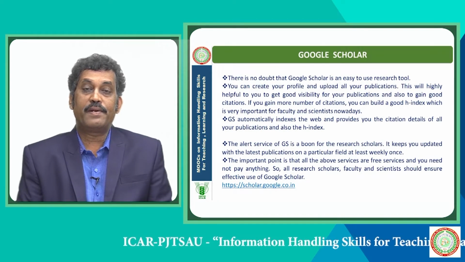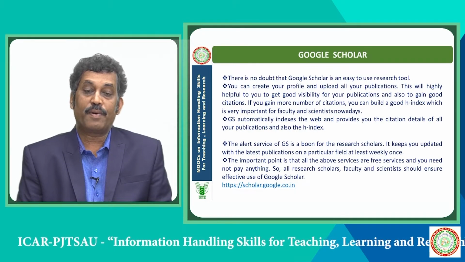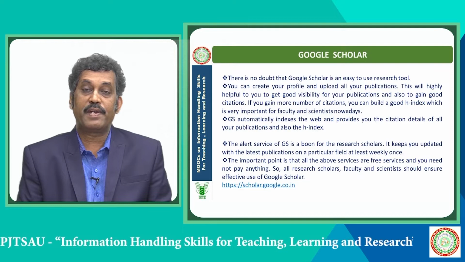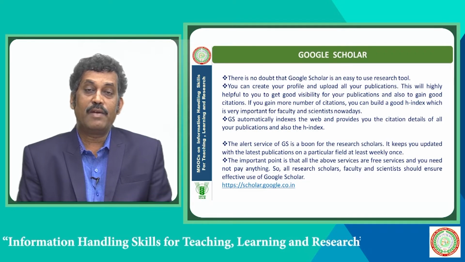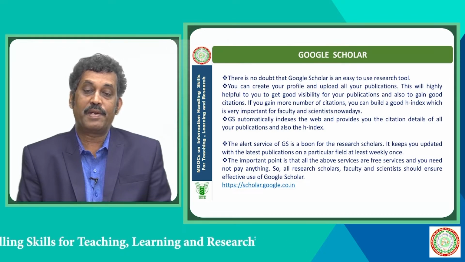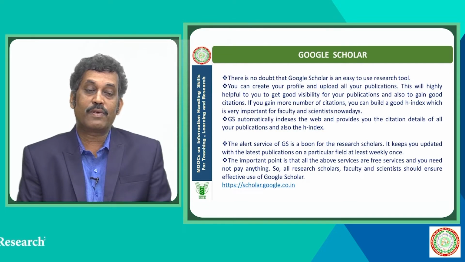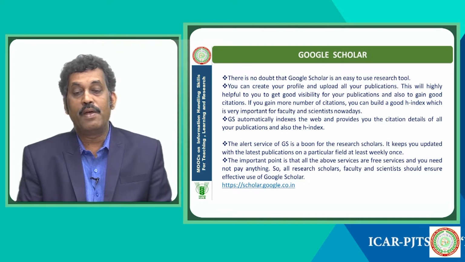There is no doubt that Google Scholar is an easy-to-use research tool. You can create your profile and upload all your research publications, and this will be highly helpful to you to get visibility to your scholarly content, scholarly publications. Another advantage is that you can get more citations for your papers if you put your publication in the Google Scholar profile. Google Scholar automatically indexes the web and provides you the citation details of all your publications and also the H-index.